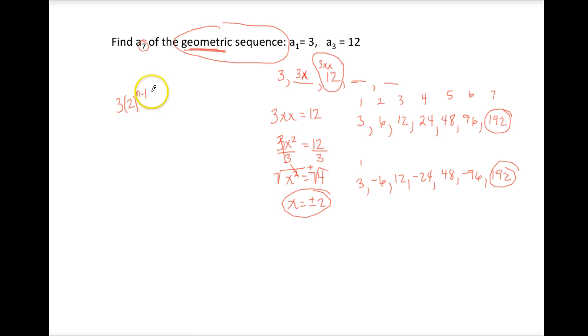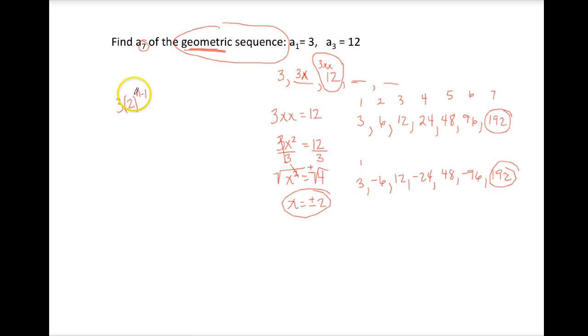Okay, why n minus 1? Well, that's because we want the first term to be 3. If n is 1, our first term, that would give us a 0 here, which would leave us with just a 3 for our first term. If we don't put that minus 1, it starts us out on the second term, which we don't want.